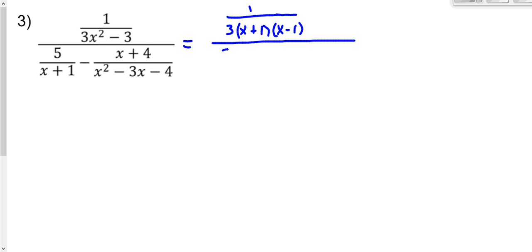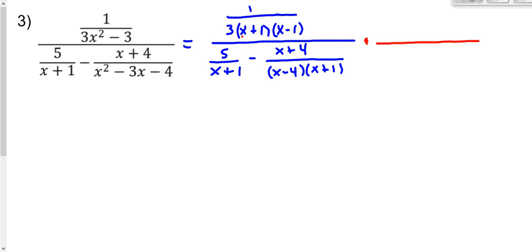And then on the bottom we have the first fraction. It's just fine the way it is. And then we're going to factor the denominator of the second fraction on the bottom, and that would factor into x minus 4 times x plus 1. Okay. So now let's figure out what we need to multiply by. What is our special form of 1?